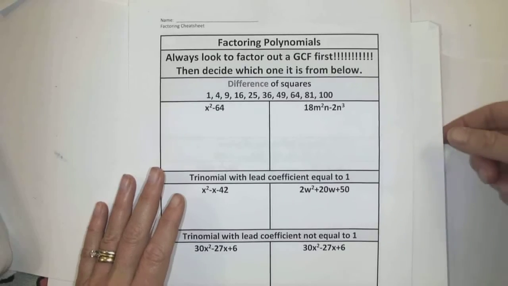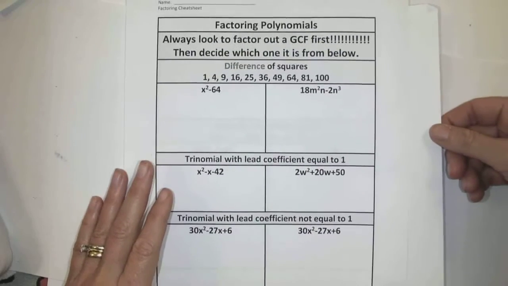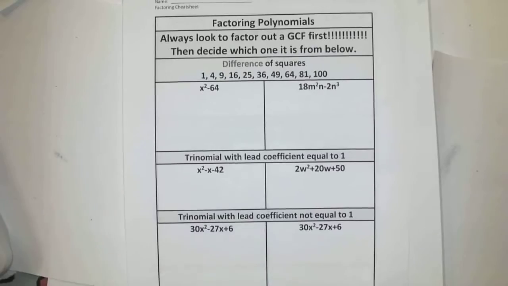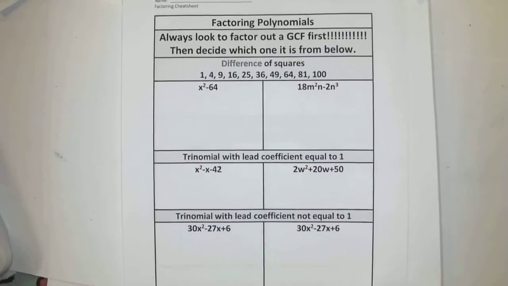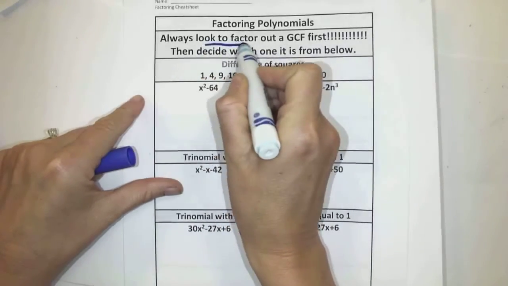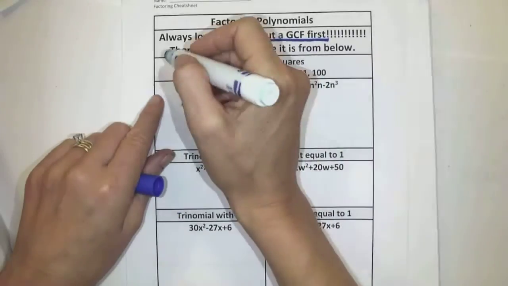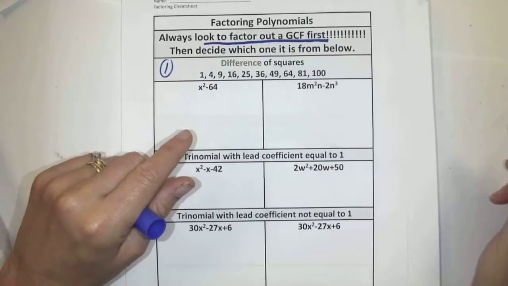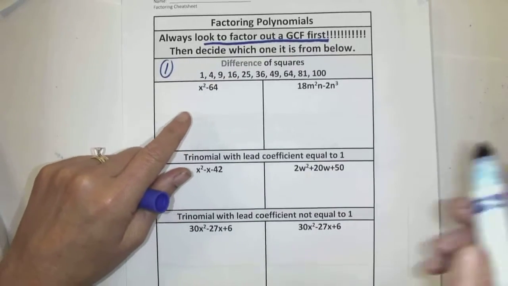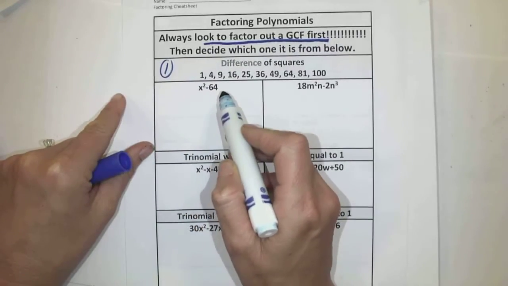Okay, we're going to go over some of the factoring polynomial rules that you may have remembered from Algebra 2. Number one thing is to always look to factor out the GCF first. So look at the first type to go over, and they are differences of perfect squares. Our first one here is x squared minus 64.